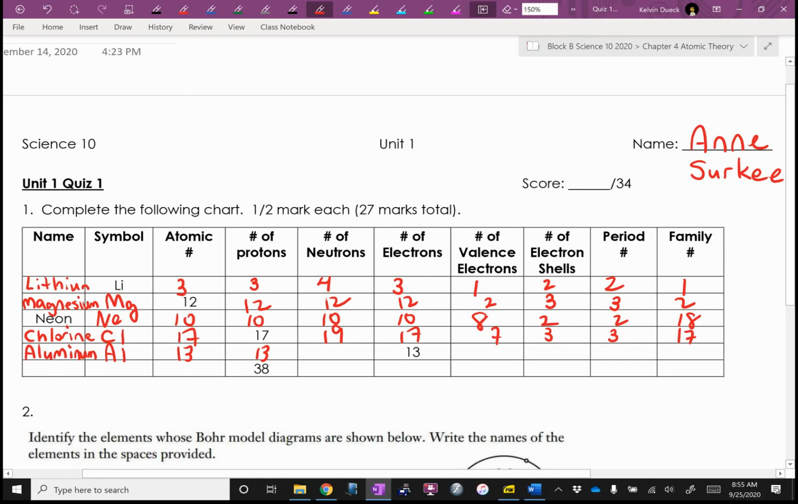Good. You can start marking from number 2 and then just mark number 1 on your own if you get out your pink periodic table.